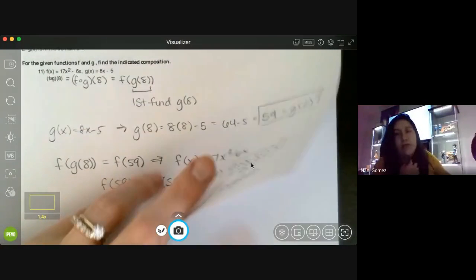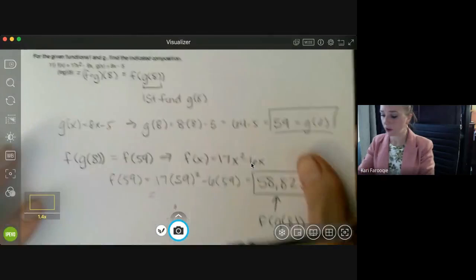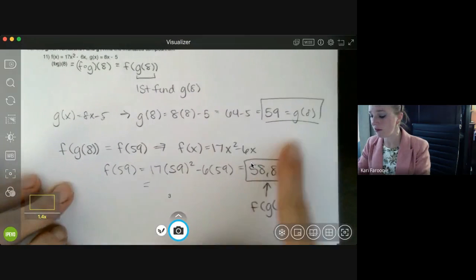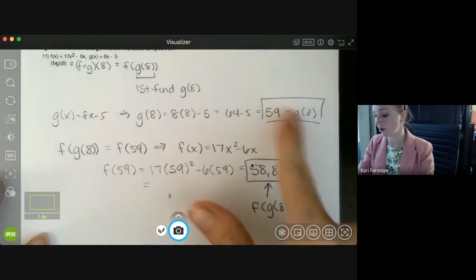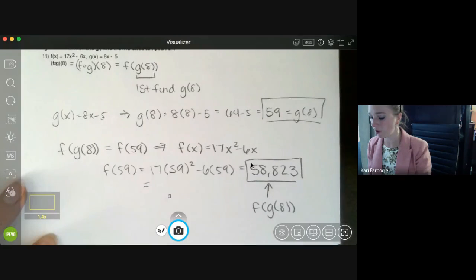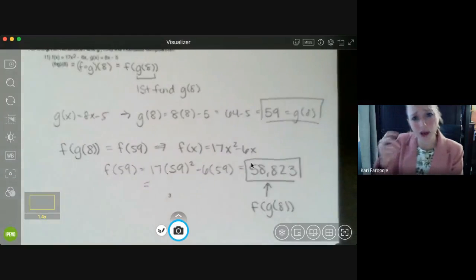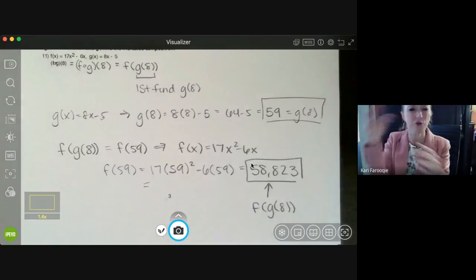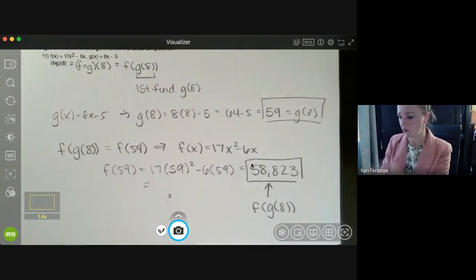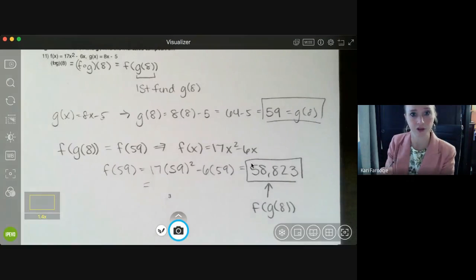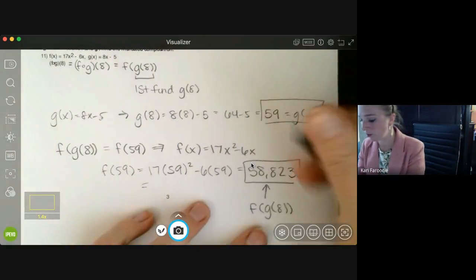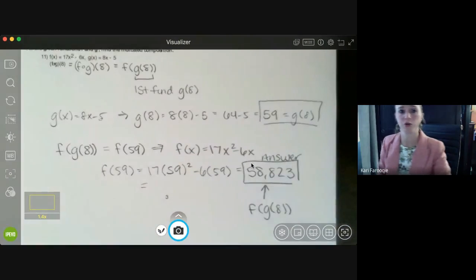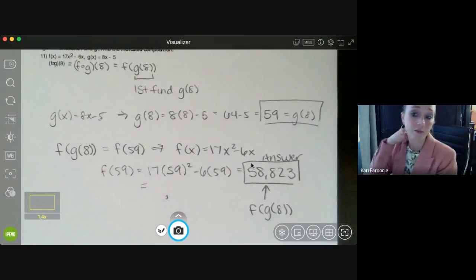So would both of them be our answer? This is your actual answer. This is just part of it that got you to where you needed to go. So sometimes I put boxes around things, not because I'm done, but because I don't want to lose it. Because sometimes you have a lot of information, so it's easier just to kind of box it off so you know that it's an important piece. But the 58,823 is our final answer.